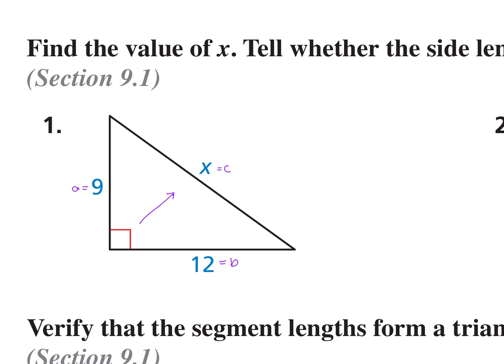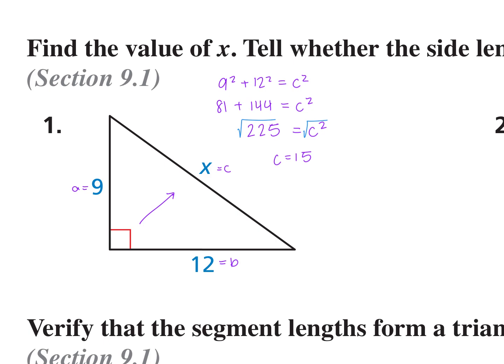And then solving it, I'm going to have 9 squared plus 12 squared equals C squared. And I'm solving for C. 9 squared is going to give me 81 plus 144 equals C squared. Adding these two together, I'm going to get 225 equals C squared. And when I'm getting rid of that squared, I'm square rooting it. So for this one, I'm going to have C equals 15 because 225 is a perfect root.